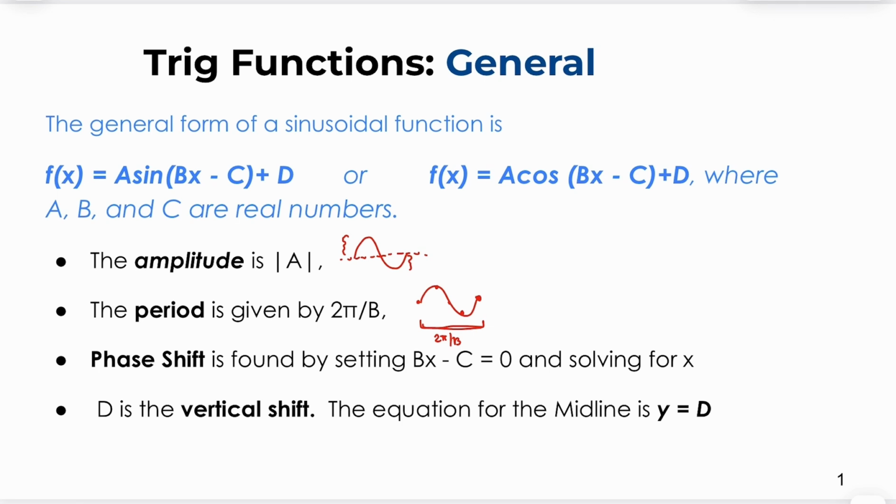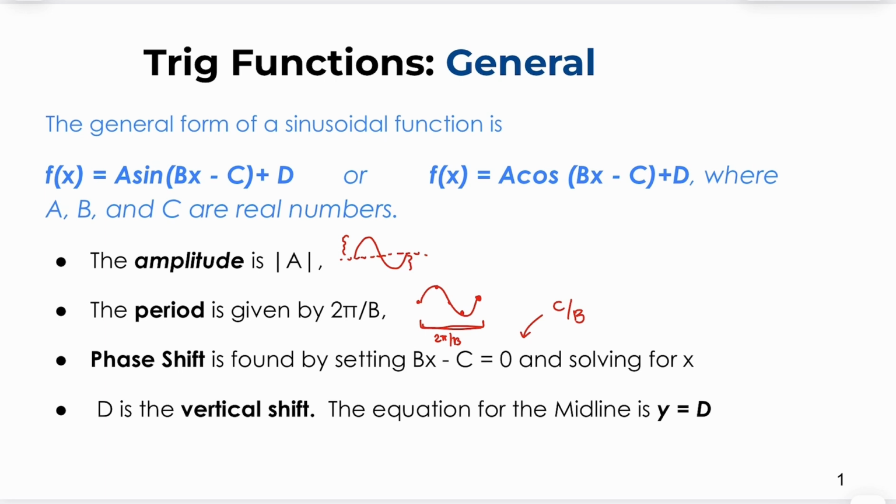The phase shift is like your horizontal shift, and it's found by setting what's in the function equal to 0 and solving for x. You can also think of it as c over b, but if you're going to think about it that way, you have to remember that c is negative in the general form.